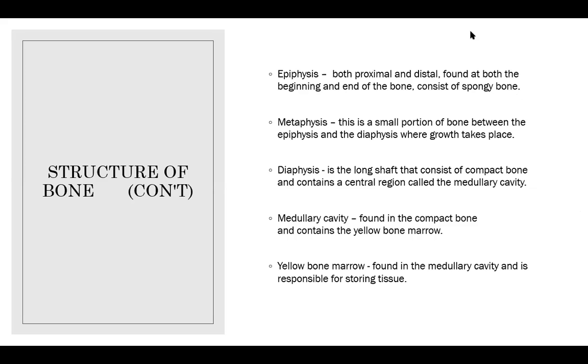Your metaphysis is the small portion that joins your epiphysis to your diaphysis. This is where growth takes place when you're growing as a child into an adult. Your diaphysis is the long shaft of the bone, and it is compact. Inside of that, you would find your medullary cavity. Your medullary cavity contains yellow bone marrow, and yellow bone marrow is responsible for storing.